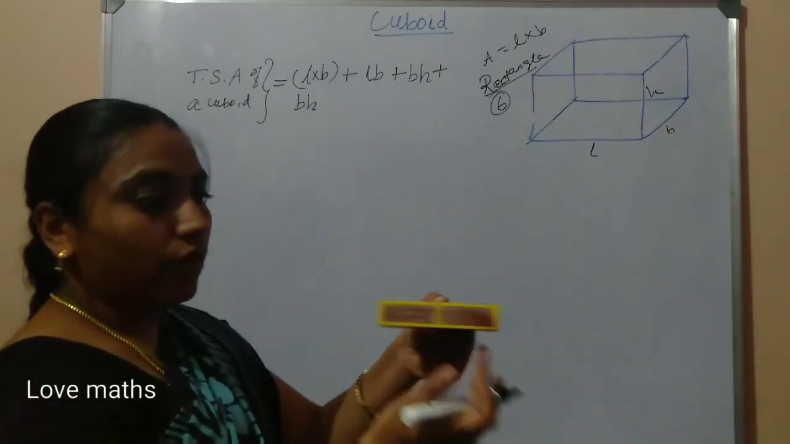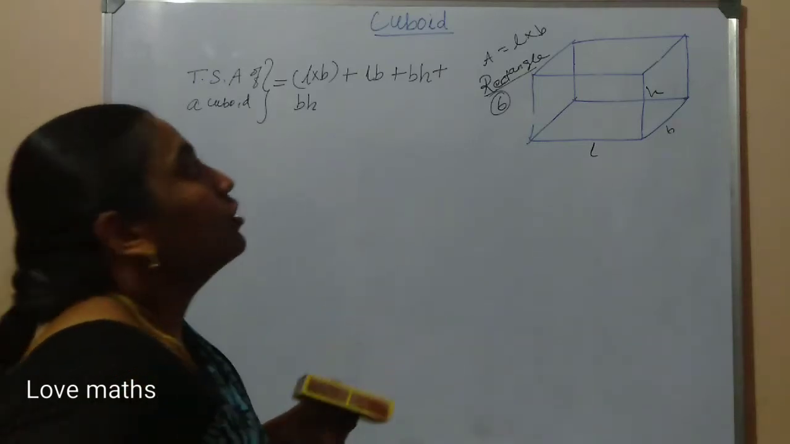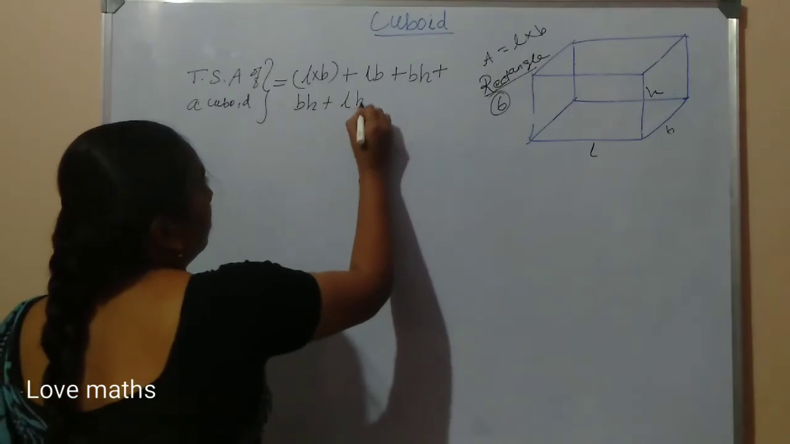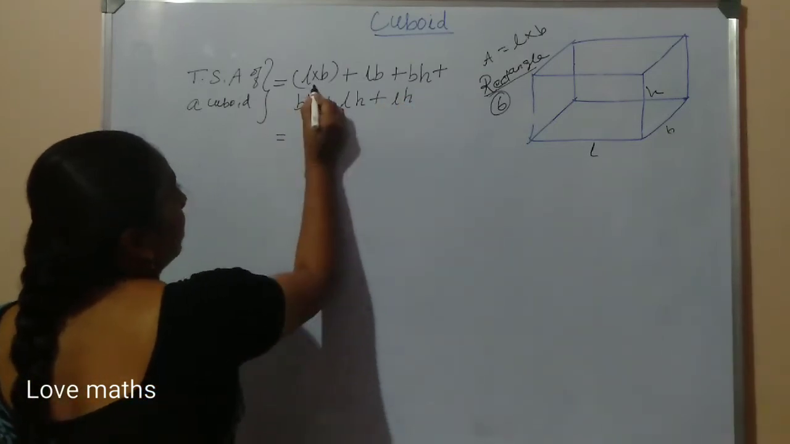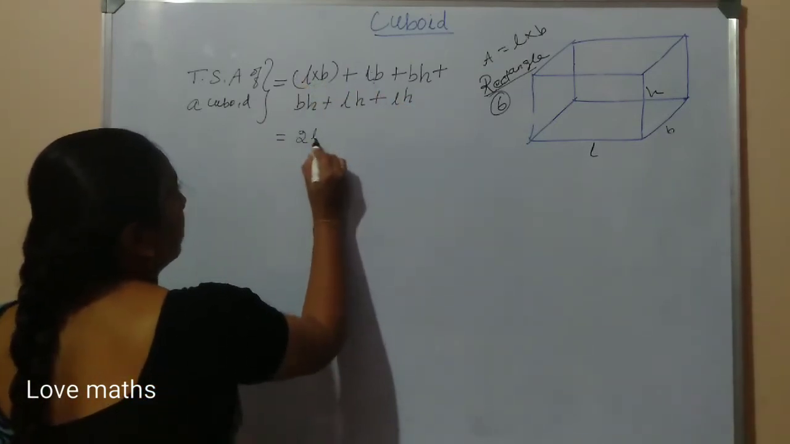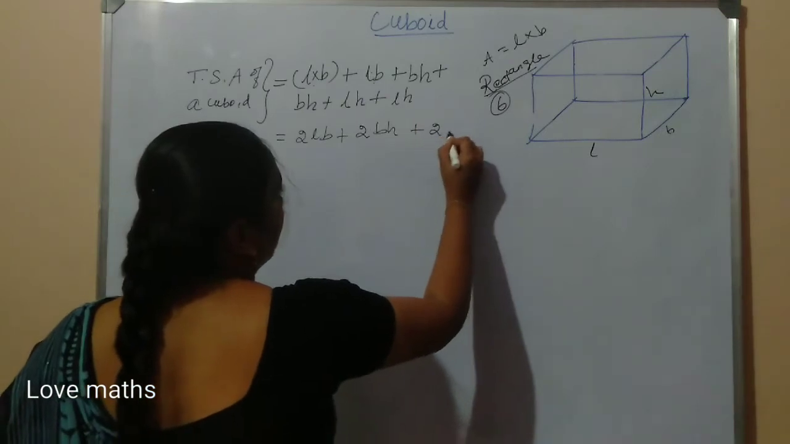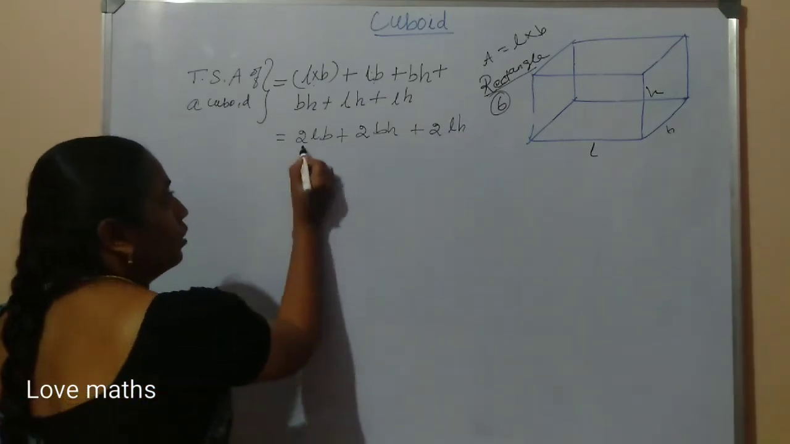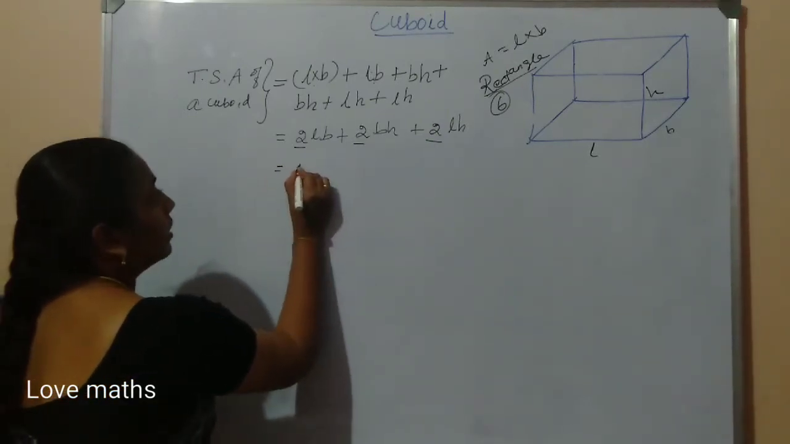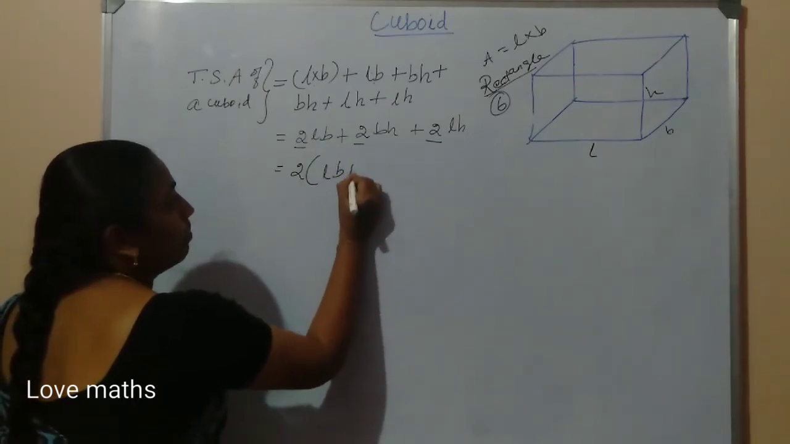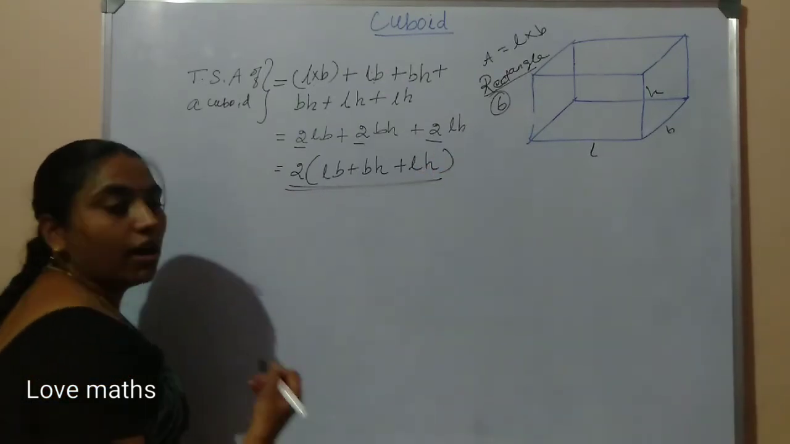Now top and bottom are done, these 2 sides are done, we have to take this side and this side. This is length, this is height, so length into height. Obviously this also length into height. Now we have to add. So there are 2 LB, 2 BH and 2 LH. What is common in these 3? 2 is common everywhere. Is there anything else common? No. So take the 2 outside: LB plus BH plus LH. This is the total surface area formula.